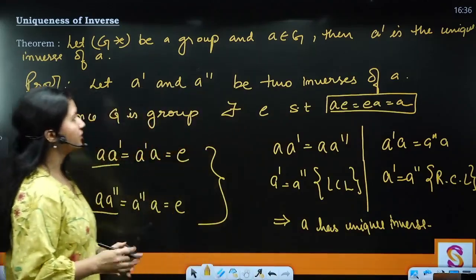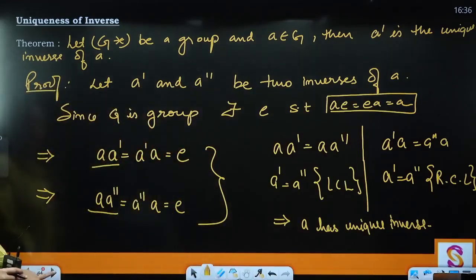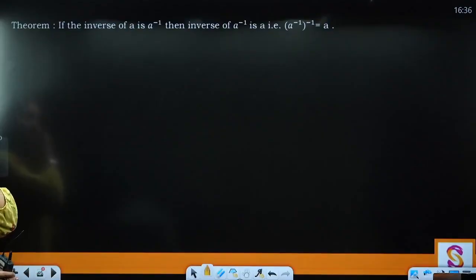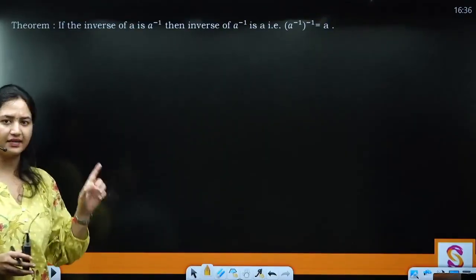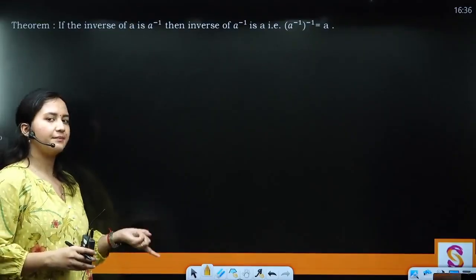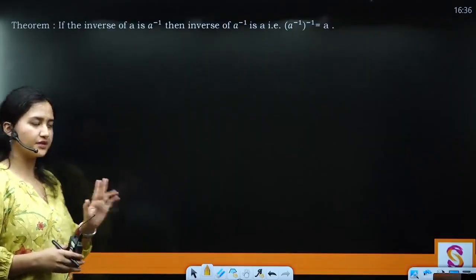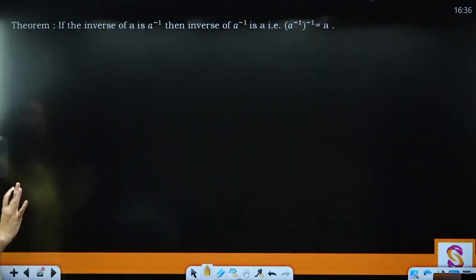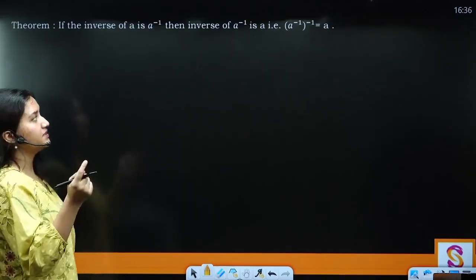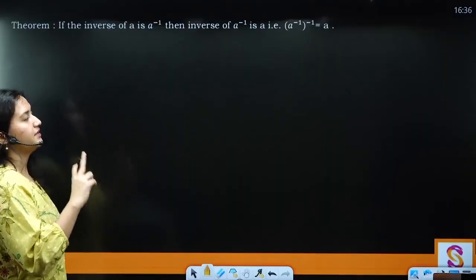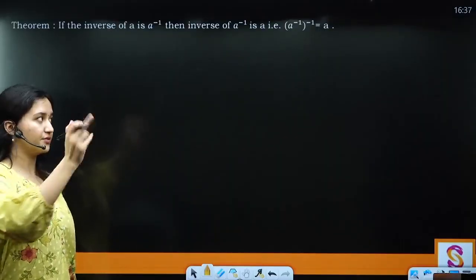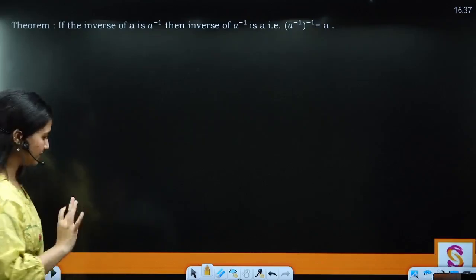Okay, moving on. I guess we have two more very simple theorems, and then we will be winding up this lecture. After that we will be taking up laws of exponents, and afterwards finite groups. Clear? Now this theorem says that if the inverse of a is a inverse, then the inverse of a inverse is a. That is, the inverse of a inverse is going to be a. Very simple to prove. Okay?